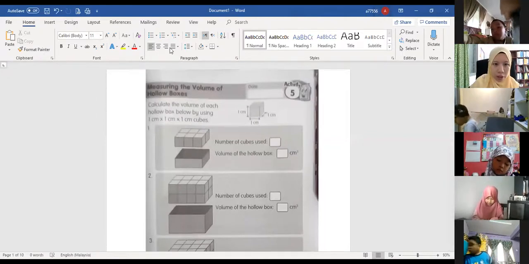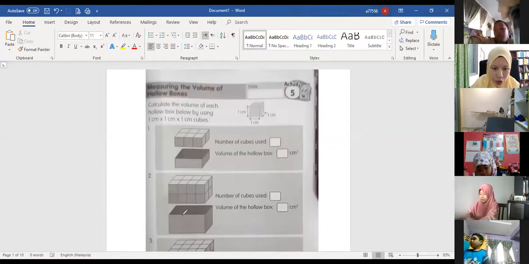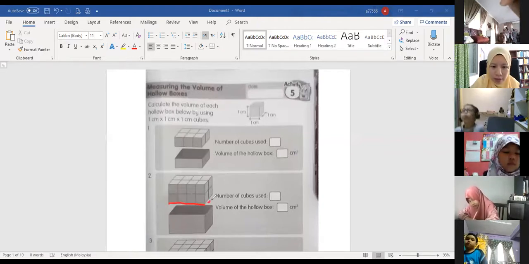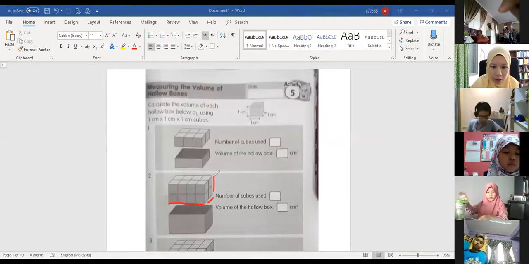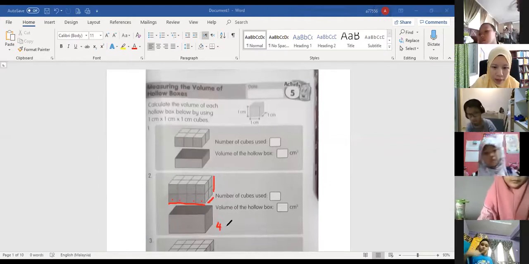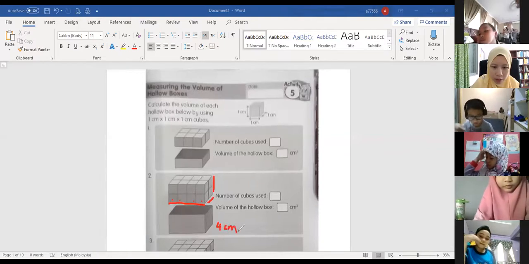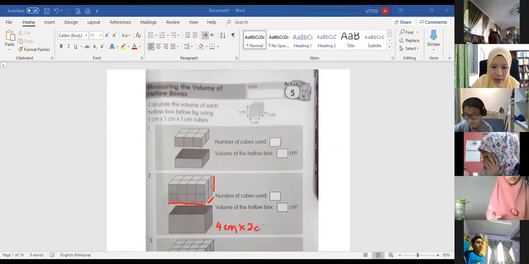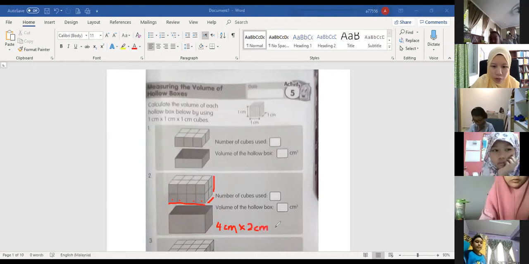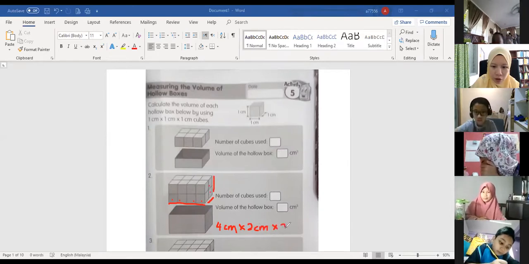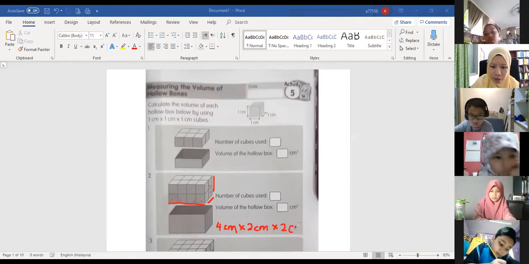Okay, I will give you the number so that you not confused. Okay, make sure you have to times the length here, times dengan width, times dengan height. So length here 1, 2, 3, 4. So 4 cm. Don't forget to write the unit times. Okay. Berapa dia punya width? 1, 2 times 2. Okay. Ha, and then don't forget, bukan 8 je jawapan dia. Don't forget to times dengan high dia. High dia 1, 2 times another 2. Kalau volume kena darab 3 kali. Okay. So the answer here.